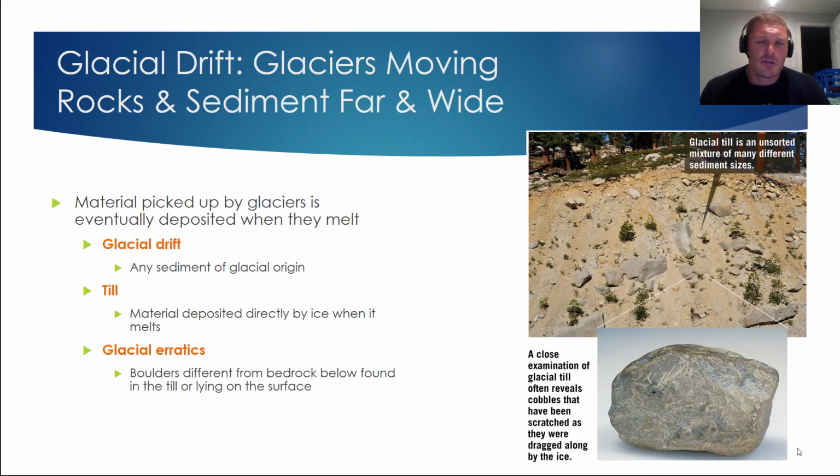I'd like to overview glacial drift before I get into glacial deposition. As glaciers move, they pick up material. And due to the immense power of glaciers, they can carry both very large and very small materials over very long distances. Now, when the glacier melts, all of the materials that it picked up will be deposited. By definition, glacial drift is any sediment of glacial origin. Glacial till is an unsorted mixture of many different sediment sizes.